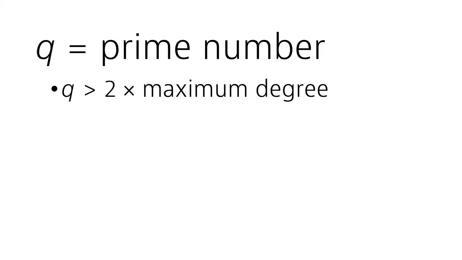Hi everyone! Today I'll present a simple and efficient distributed algorithm for graph coloring. Or more precisely, an algorithm that you can use as a subroutine when designing fast graph coloring algorithms. Let Q be any prime number. The only requirement is that Q is more than 2 times the maximum degree of the graph.